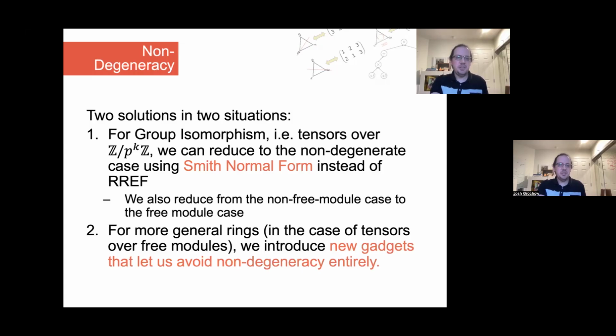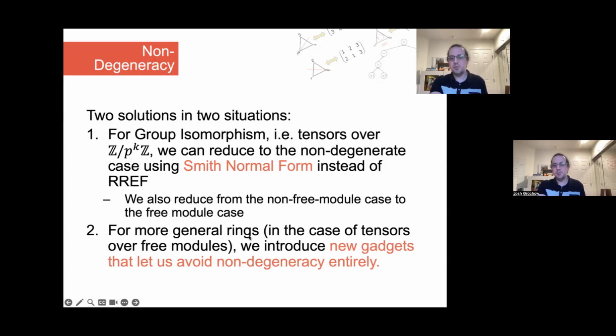Okay, for non-degeneracy, we actually have two different solutions in two different situations. So for group isomorphism, where we're dealing with tensors over the integers mod p to the k, we can reduce to the non-degenerate case, but we have to use Smith normal form instead of reduced row echelon form. Because Smith normal form can produce non-free modules, even if you started with free modules, and you might not have started with free modules in the first place, we also reduce over Z mod p to the k from non-free modules to free modules.